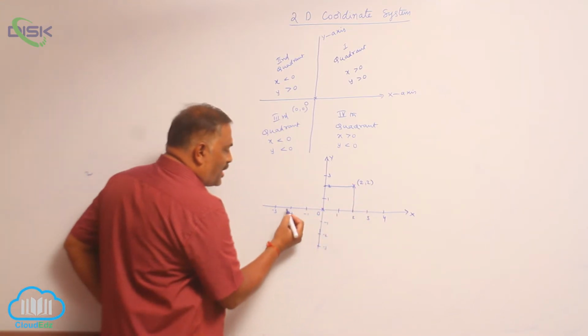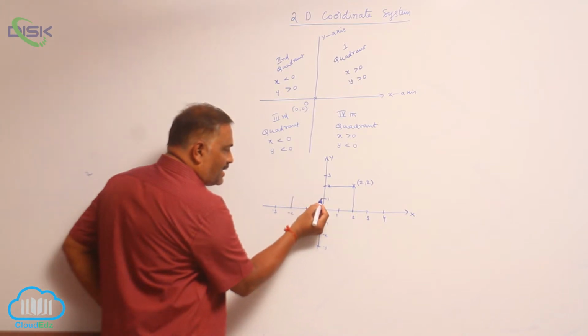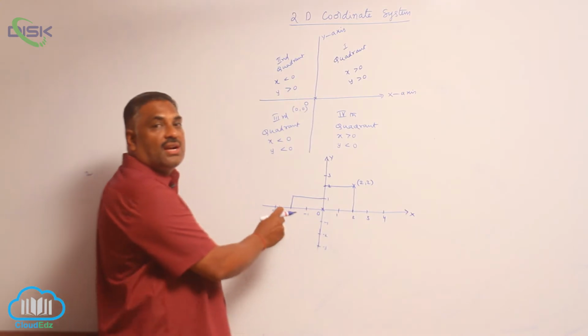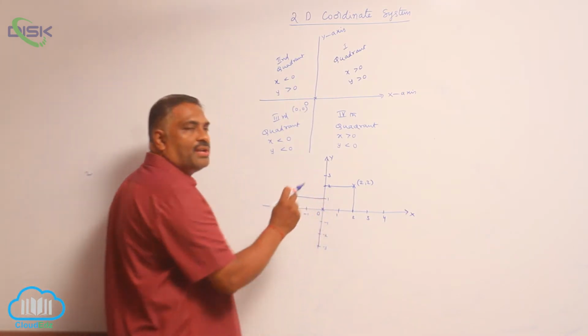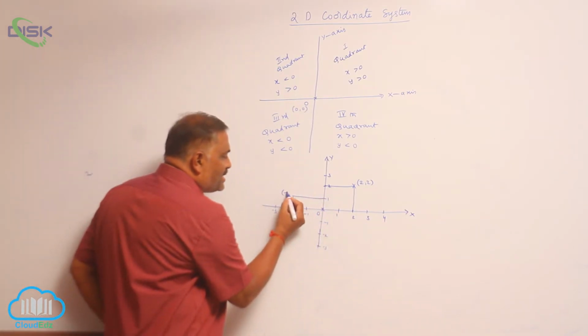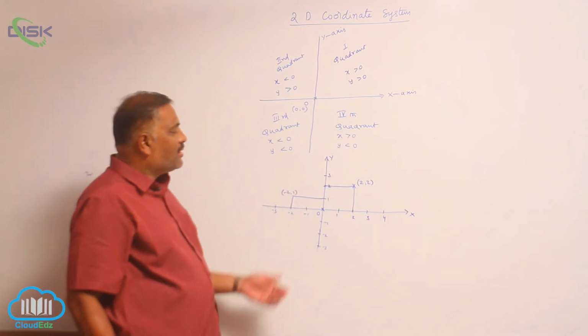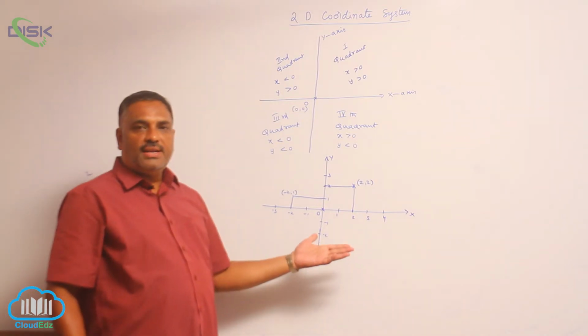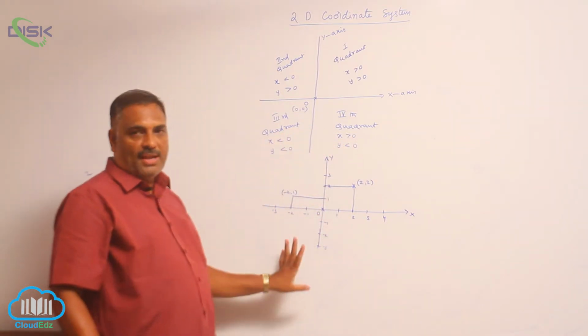Suppose you take one point here like this and like this, it is at a distance of 2 units from the negative side of the x-axis and 1 unit on the positive side. That's why it is (-2, 1). Like this, you can plot any point on the coordinate axes as well as in the plane.